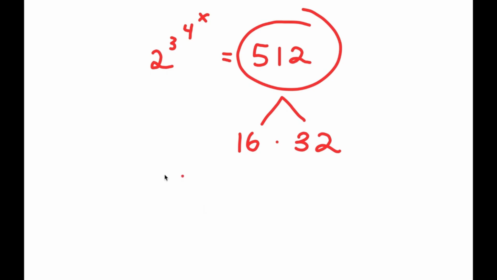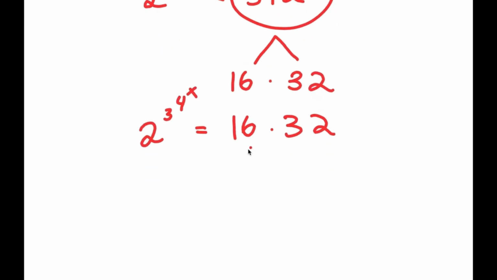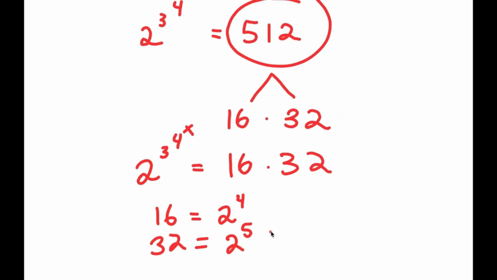And now I can write this as 2 to the power of 3 to the power of 4 to the power of x is equal to 16 times 32. Now 16 is equal to 2 to the power of 4, and 32 is equal to 2 to the power of 5. So this is why we wrote 512 as 16 times 32, because now I have 2 to the power of 4 times 2 to the power of 5, and notice how we have another base of 2 over here, 2 to the power of 3 to the power of 4 to the power of x.